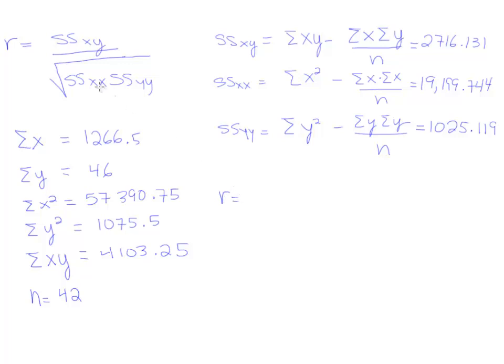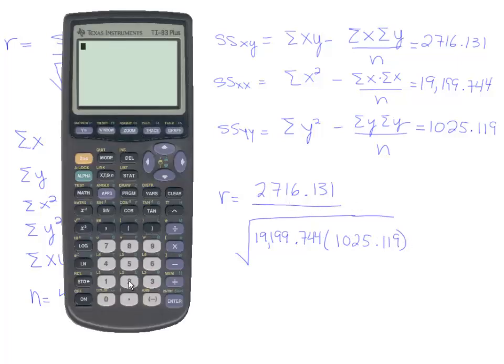We'll have R is equal to, let's plug in the SSXY value, that's just the 2,716.131 number. We're going to divide that by the square root of, first number we're going to need is the X term, which is 19,199.744 times the number next to that, which is going to be the YY value. And it turned out that number was 1025.119.